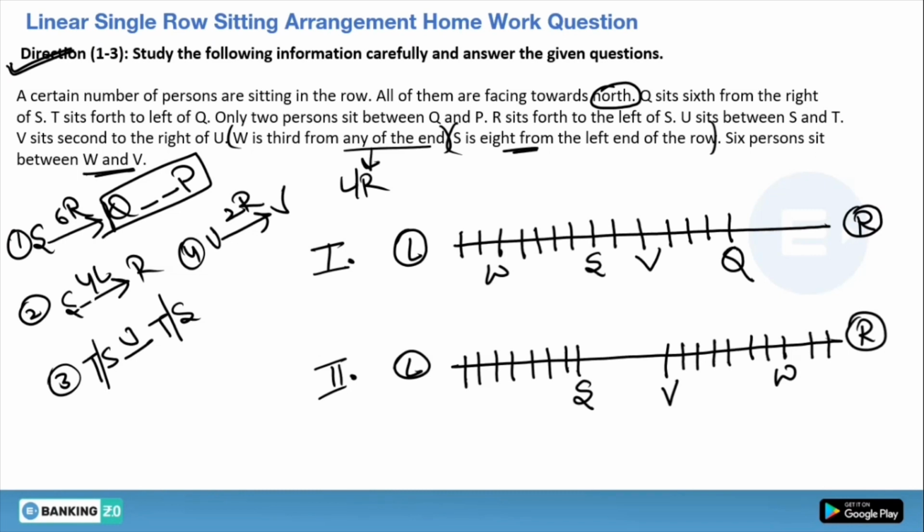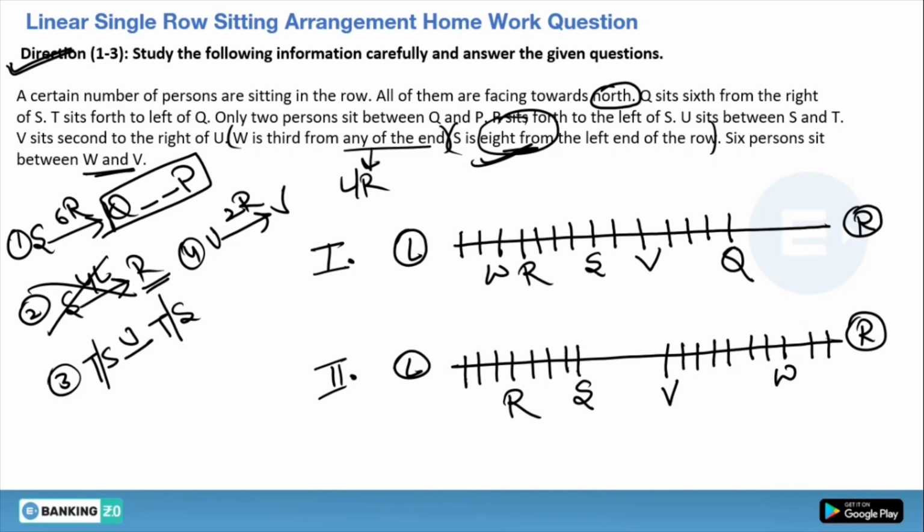Now hint number 2, from S, fourth left is R. Okay, S is here, 1 2 3 4, R can come over here. Similarly, in case number 2, 1 2 3 4, R can come over here. So this hint we have completely plotted, and this is our confirmed hint, because we know that S is sitting 8 from the left hand. So by this line we can easily find out the confirmed place of S, that we have already done, and our confirmed place can easily be plotted because S place is confirmed.